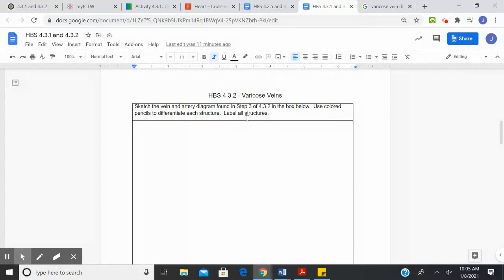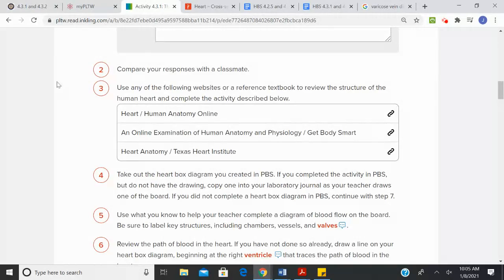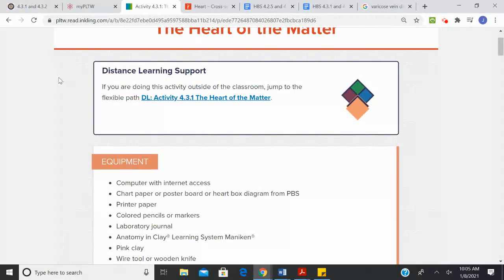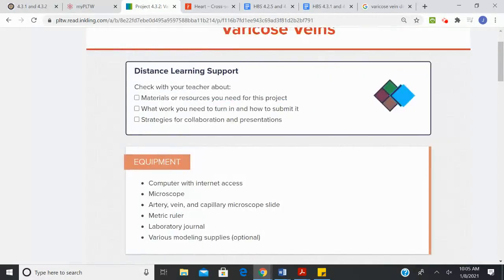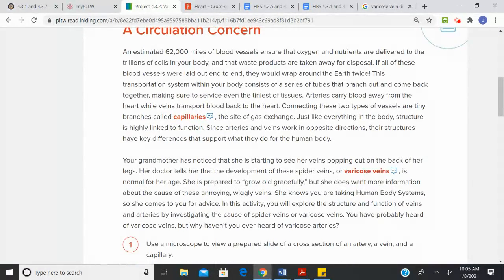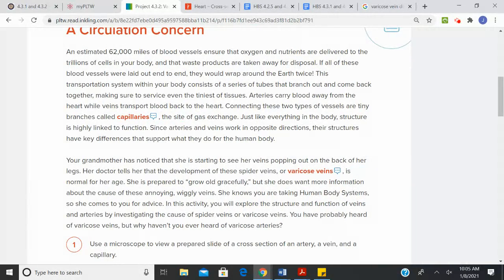So what is an artery and a vein? If you go into 432, varicose veins, it talks about there being 62,000 miles of blood vessels in the body. It's an unbelievable number. If all of those blood vessels were laid out end to end, they would wrap around the earth twice. That's an incredible statistic. Some of them are almost microscopic capillaries.